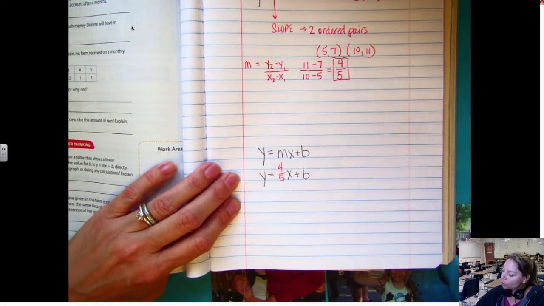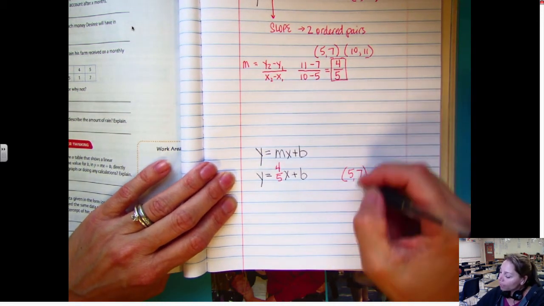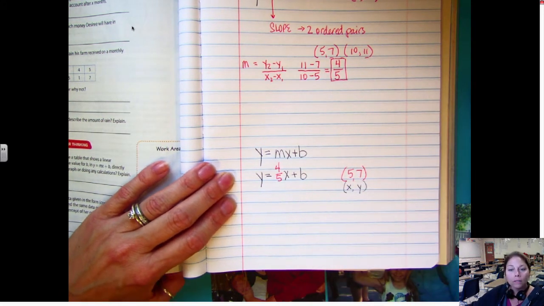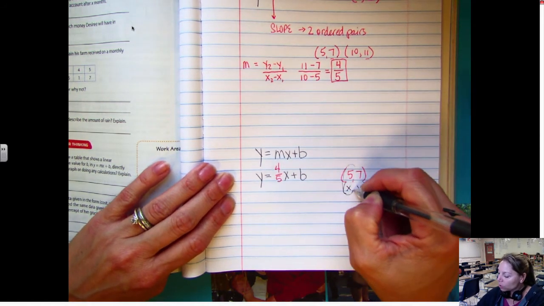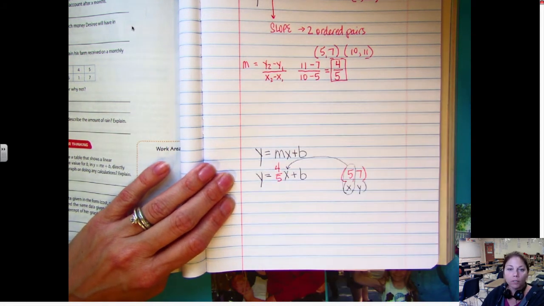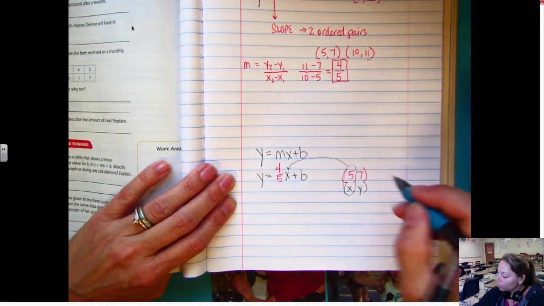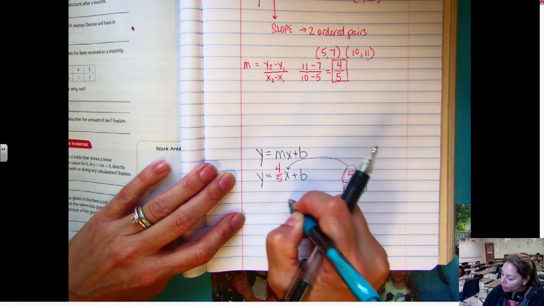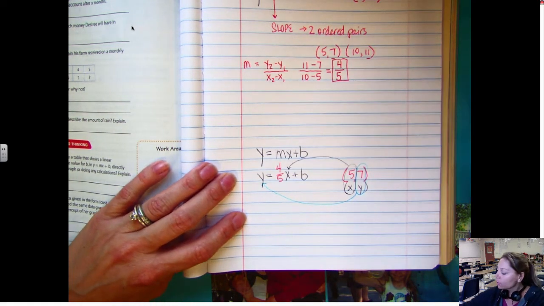And so because I've chosen (5, 7), I'm going to write that down here to help you guys track what I'm doing. I want to remember in any ordered pair, the first number is my x and the second number is my y coordinate. And so now I'm going to take my x coordinate, which is 5, and substitute it over here into my slope-intercept equation. And then I'm going to take my second coordinate, which is 7, and substitute it over here for the y. And so it's going to look like this.